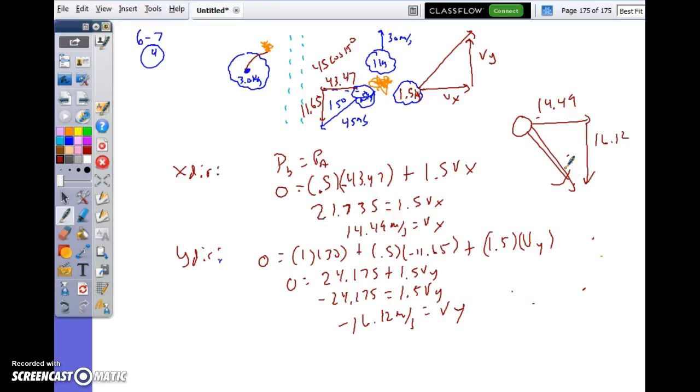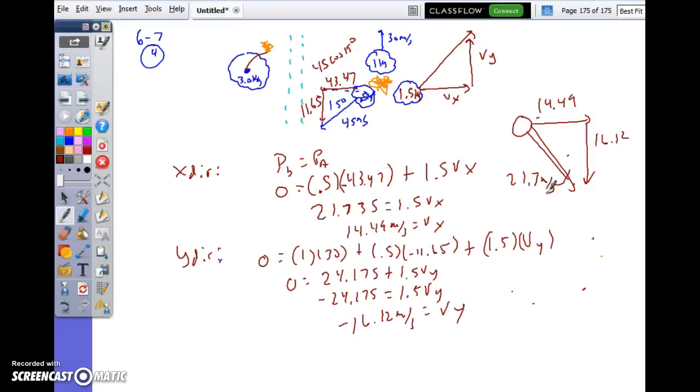A squared plus b squared equals c squared. Arctangent of side over side. I feel like I've done a lot of Pythagoras in the last month. No, there's money on this. Yes. If there's money on this, well, then that's different. Okay. I'm getting 21.7 meters per second.